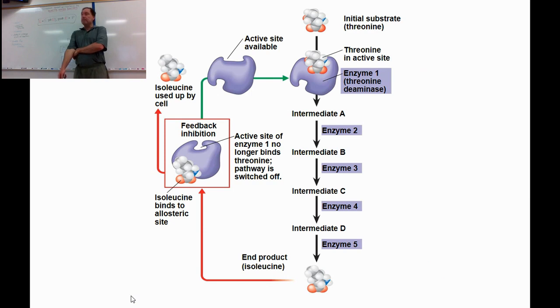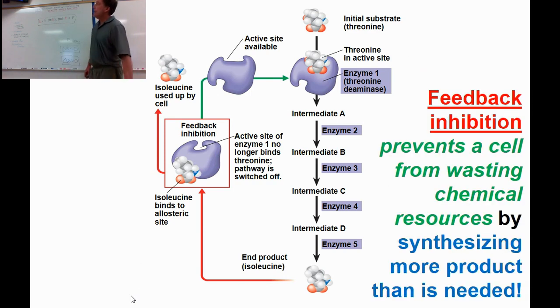What we see here is that the end product, isoleucine, actually shuts off its own production by non-competitively binding to enzyme number 1. If you follow that red arrow to the left and up and then over, now enzyme 1 doesn't work anymore, and enzymes 2, 3, 4, and 5 aren't even needed, and intermediates A, B, C, and D aren't even made. And then eventually, probably that thing will wiggle off there, and now enzyme 1 will be free to facilitate this reaction.